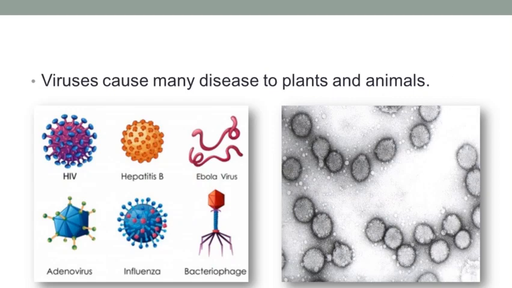Now here are some examples. Viruses cause many diseases to plants and animals. Here I have some examples of animal viruses: HIV, hepatitis B, Ebola virus, adenovirus, influenza, bacteriophage. And the next picture is of tomato wilt virus. So students, I hope you all have understood what I have tried to explain. So here we have finished the first chapter, that is living organisms, living world and classification of microbes.